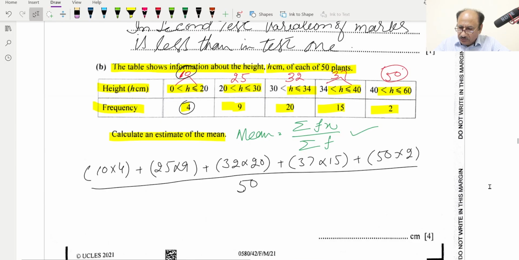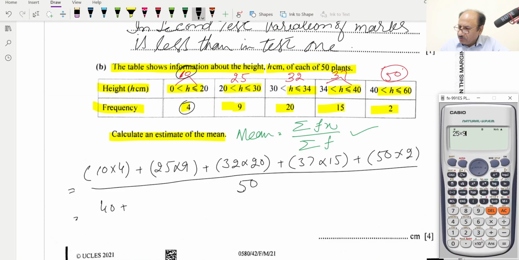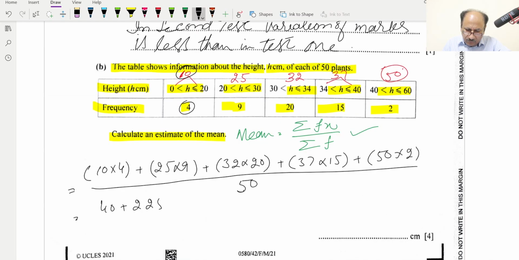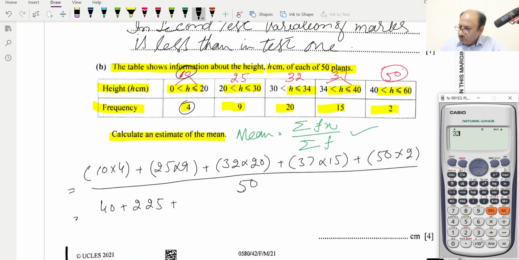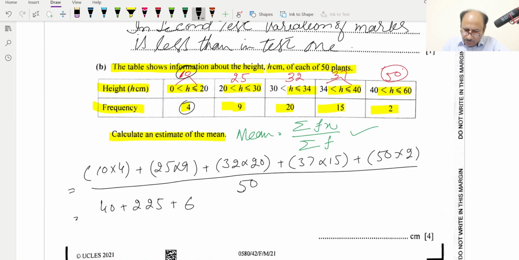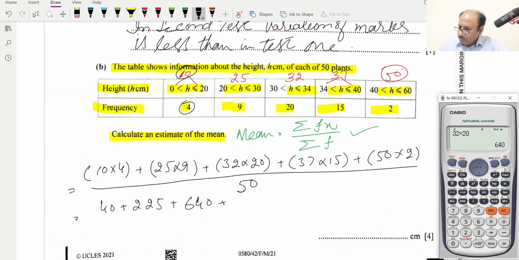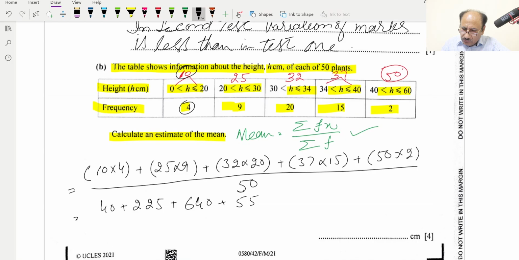So now we can calculate this, and this will be equal to 40 plus 25 multiplied by 9, which is 225, and plus 32 multiplied by 20, which is 640, and then next is 37 multiplied by 15, which is equal to 555. So 555 plus the last one, which is 100, and this will be divided by 50, and we can find this by calculator.